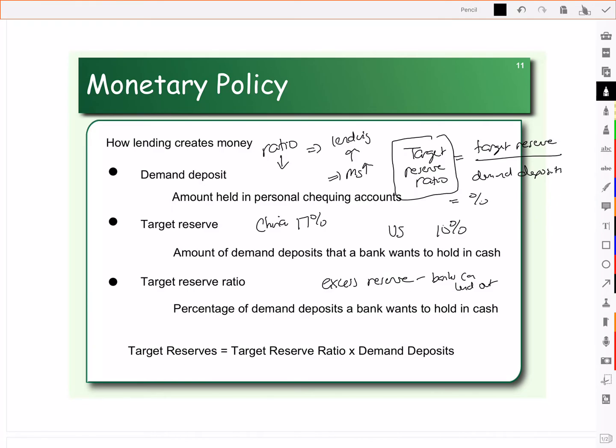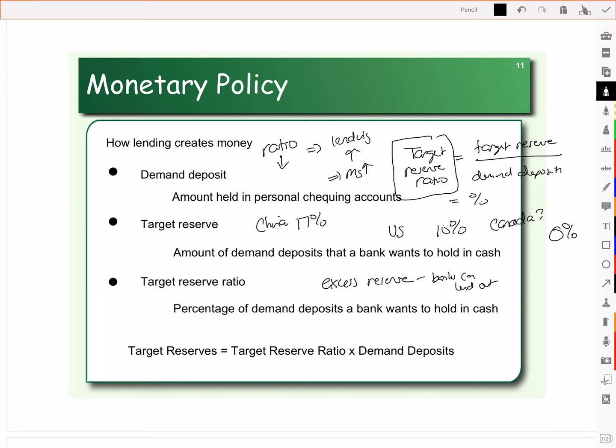So we can change that target reserve ratio to change lending, to change the amount of money in circulation. All right, so based on that then, what do you think the target reserve ratio is for Canada? What do we have as our target reserve ratio? Well, the target reserve ratio in Canada is actually 0%.